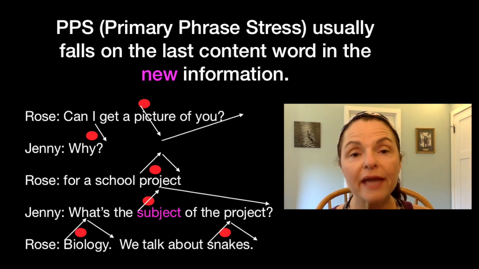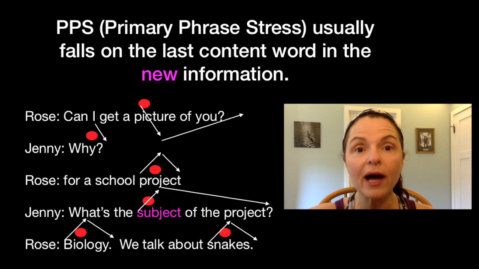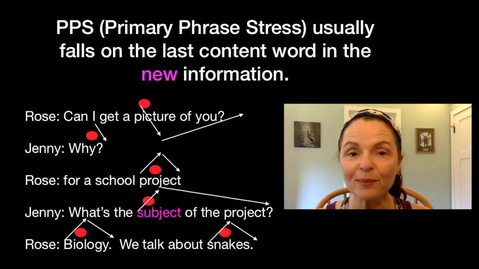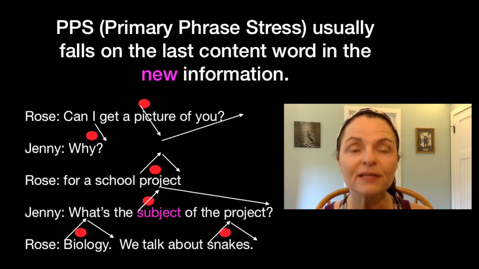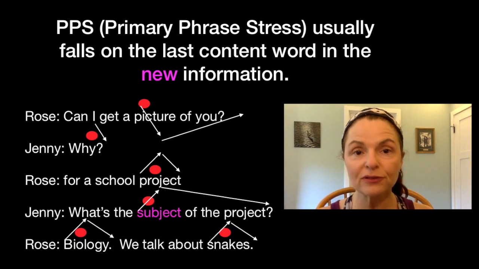Notice I've drawn all the arrows. That's to show the intonation. Intonation is connected to primary phrase stress. In the first sentence, can I get a picture of you? That's a yes-no question. And at the end of a yes-no question, you want the pitch or intonation to go up. But before you can go up, you need to go down on the primary phrase stress, which is picture. So I go down on picture so I can go up on of you. Can I get a picture of you?